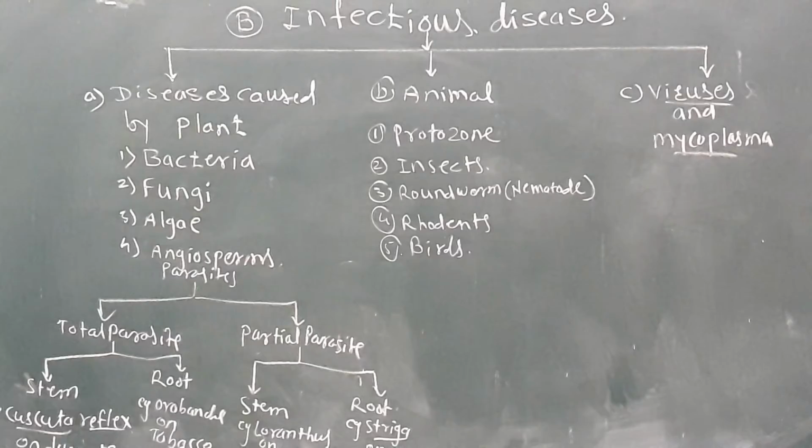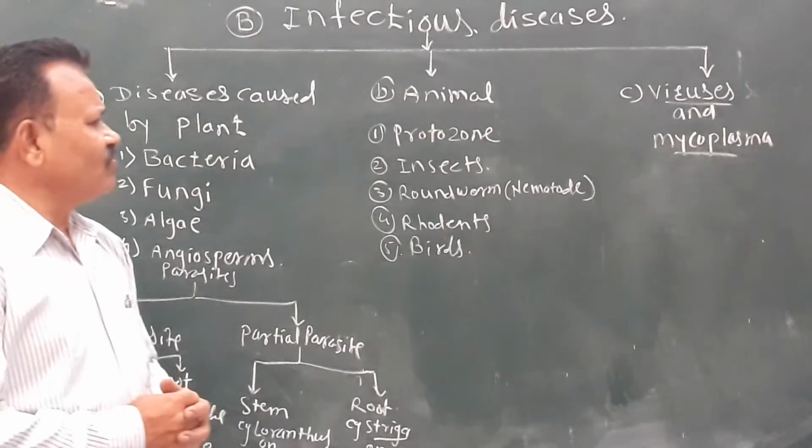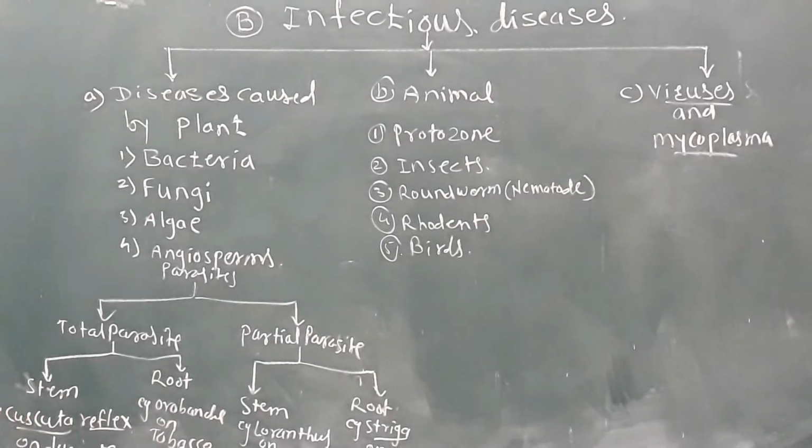Then infectious diseases can be caused by some viruses and mycoplasma. Viruses are very small microorganisms. They are ultramicroscopic. Viruses are host and tissue specific pathogens. They can be brought into crystal form. These are proteins in which nucleic acid is present.